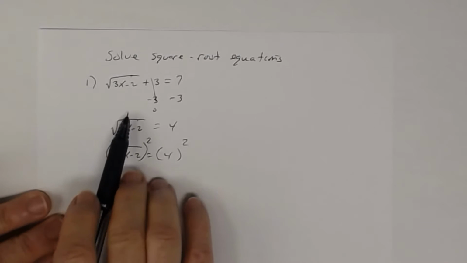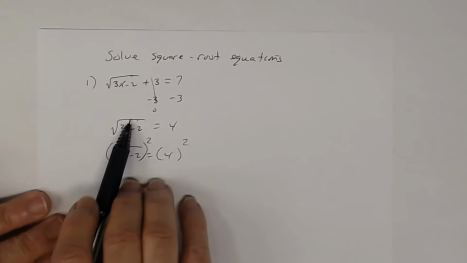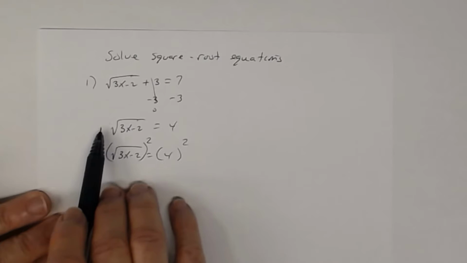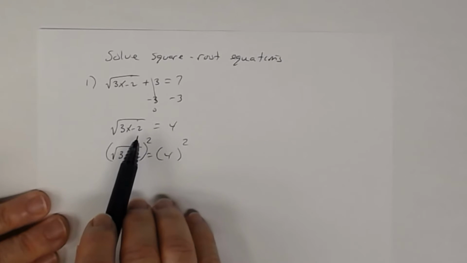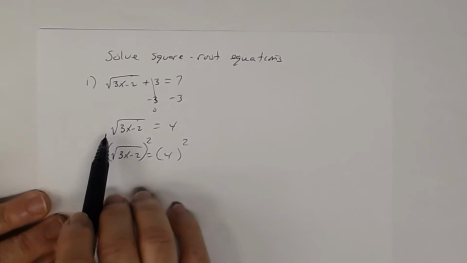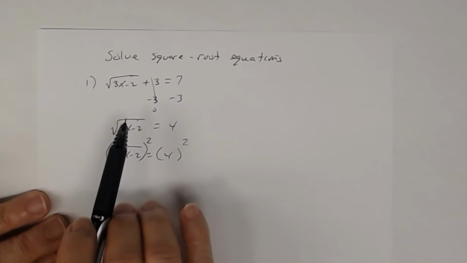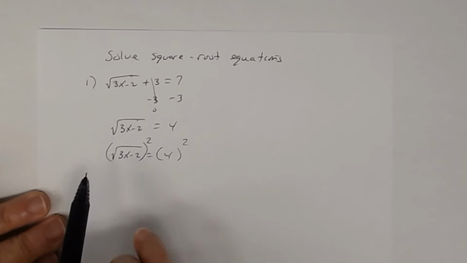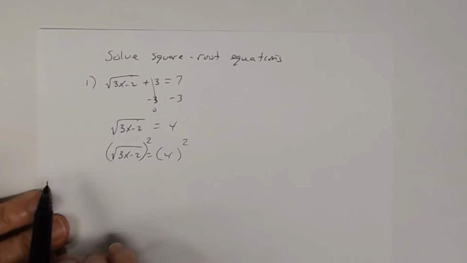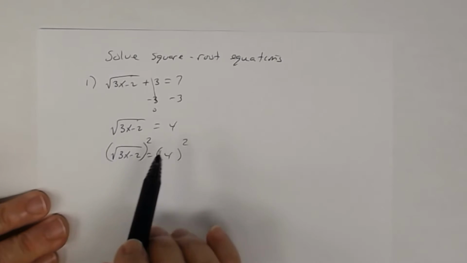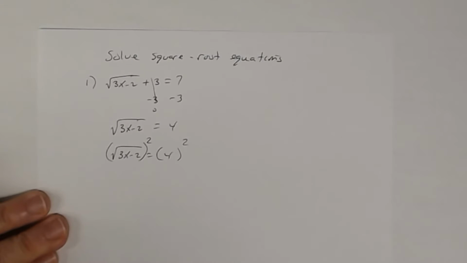So the first thing you had to do was to isolate the radical symbol. And then you're going to get rid of that radical symbol, you're going to raise both sides of the equation to a power that's equal to the index. We are dealing with square roots here, so you're going to square both sides. But if this was a cube root, you would raise both sides to the third power. If this was a fourth root, you'd raise both sides to the fourth power, and so on.